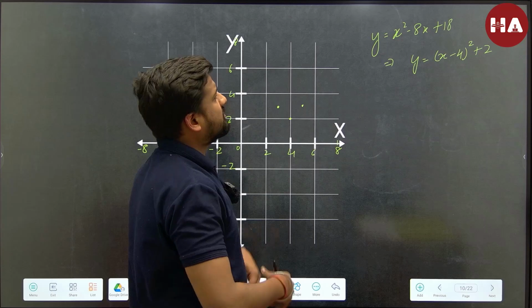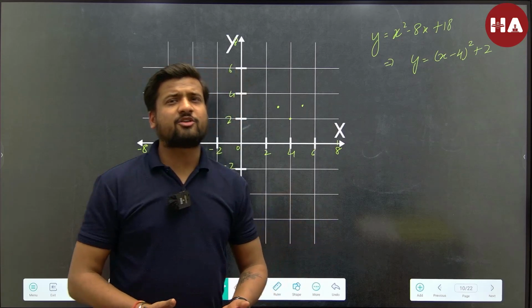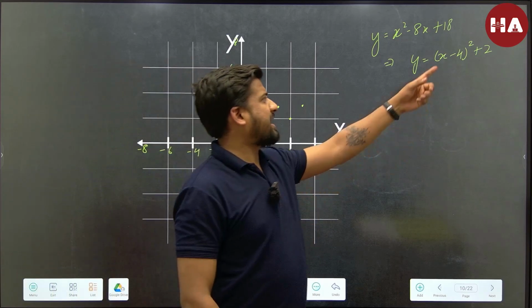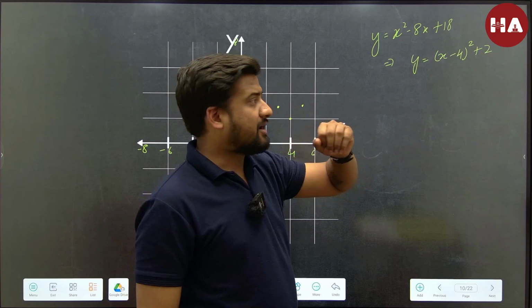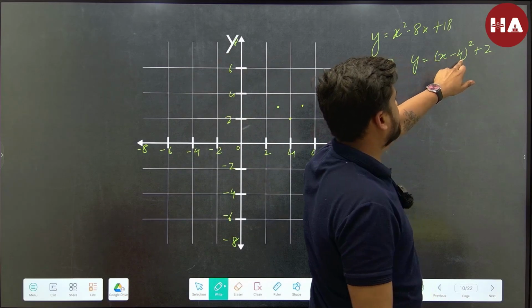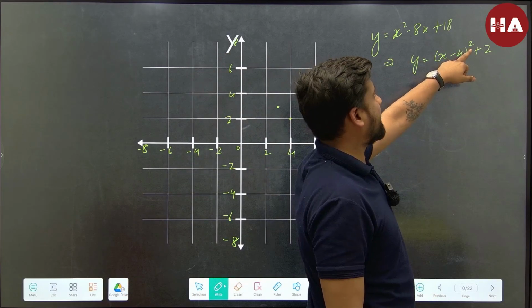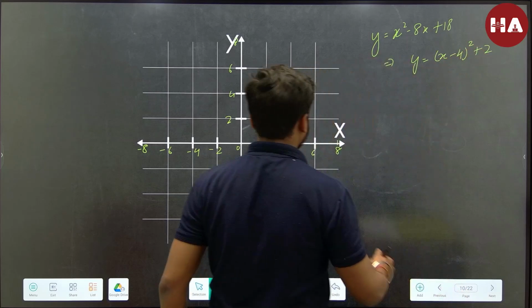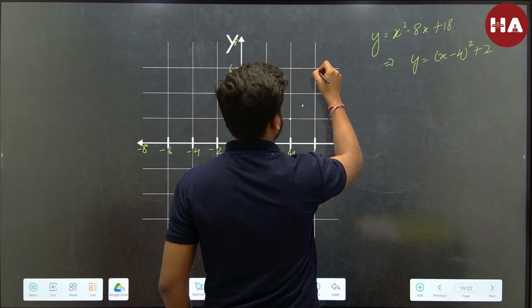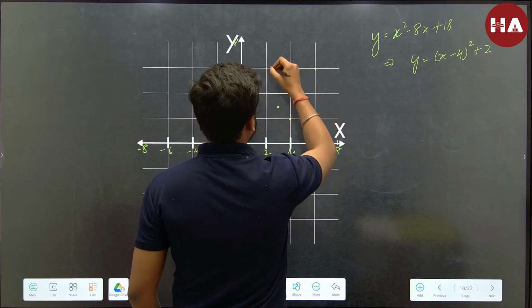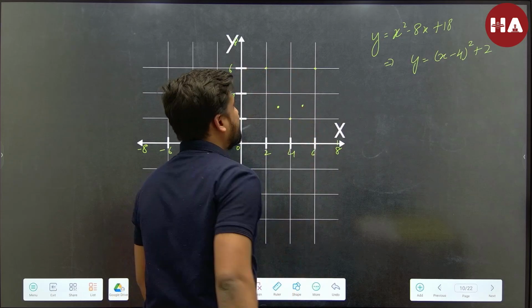All right. Now try putting different values of x. Let's put x as 6 now. If I put x as 6, so 6 minus 4 is 2. 2 squared is 4, plus 2, 6. So at x equals 6, y is 6. Similarly, at x equals 2, again y will be 6.